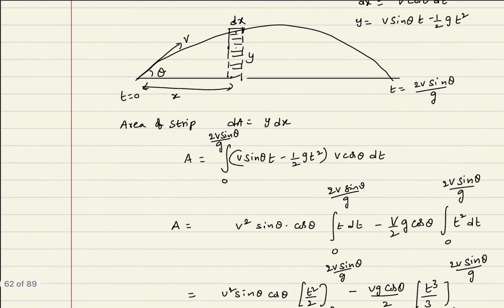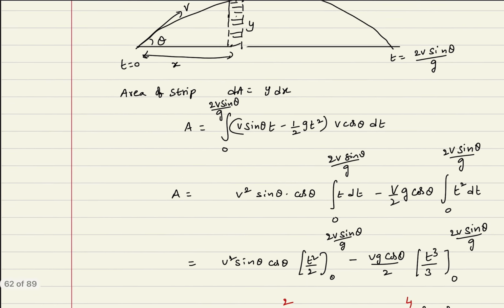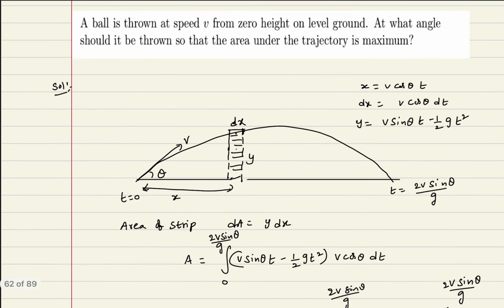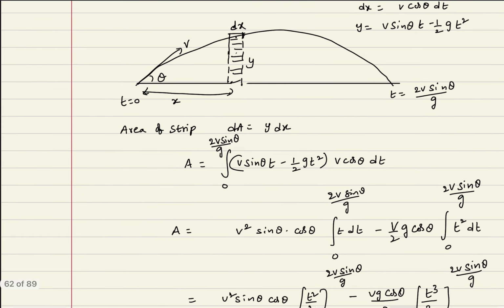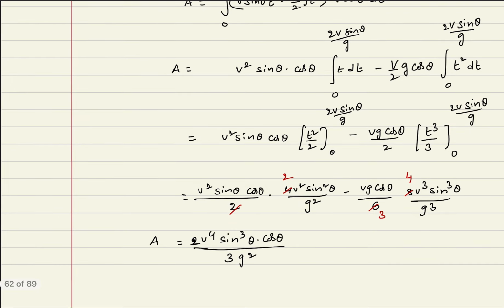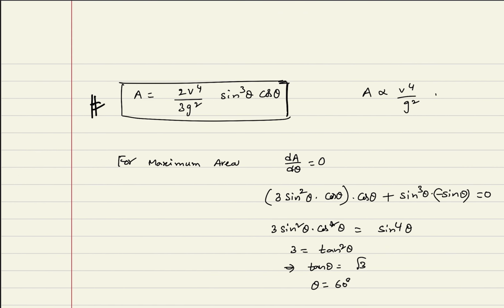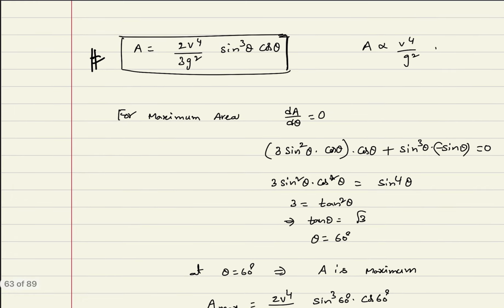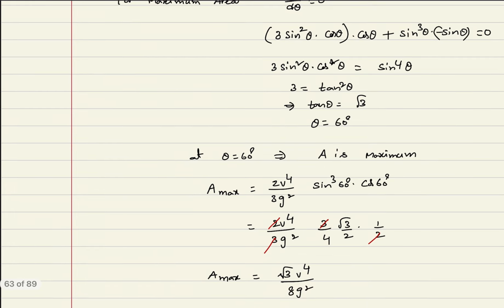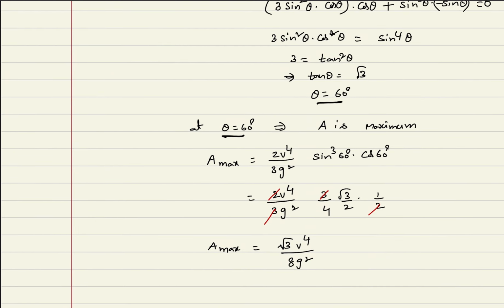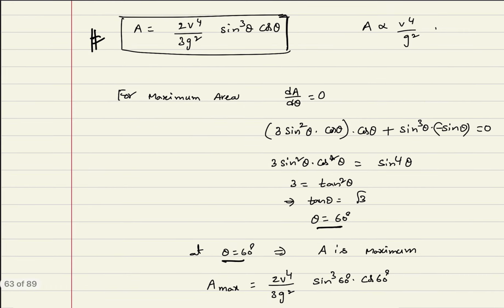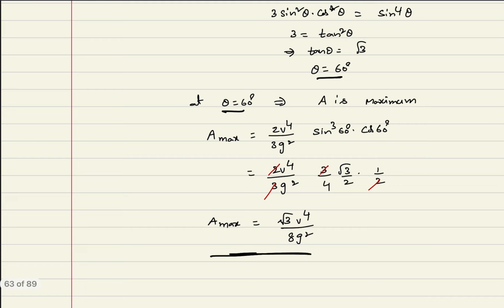I have done that, you can see it. I used the same relation with time to calculate the area under the trajectory, and I got A equal to 2v to the power of 4 by 3g square into sine cube theta into cos theta. To get the maximum area, I got theta equal to 60 degrees. You can also try this, take a screenshot. And A maximum, I got root 3 v to the power of 4 by 8g square.